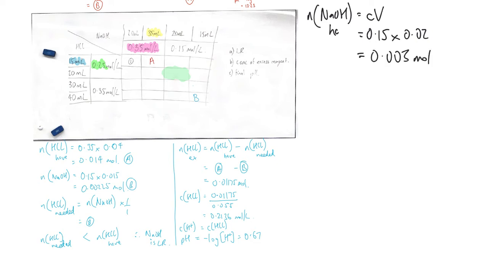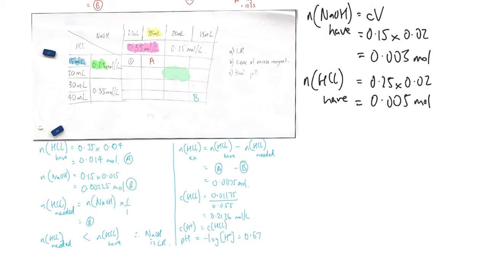Remember to label these things as you need to show what you're actually solving. So this is the number of moles of sodium hydroxide that you have. Now we need to work out the number of moles of HCl that you have. That one was 0.25 times 0.02 again, so 0.25 times 0.02 is 0.005 mole. So that's the number of moles that you have.